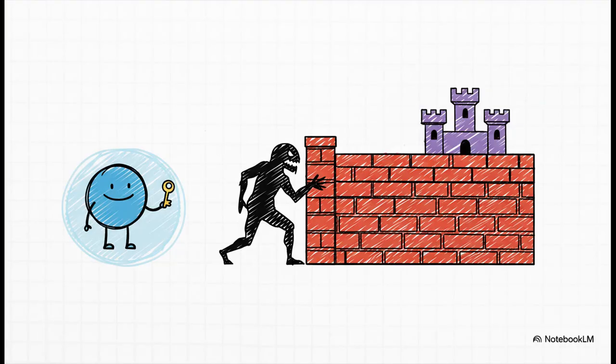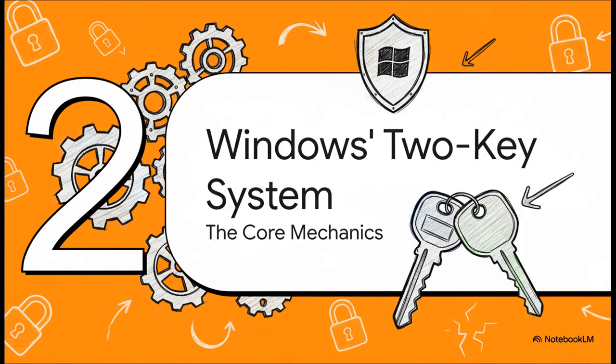So, UAC came along and changed everything by bringing in this idea called the principle of least privilege. It's a simple concept, but it's incredibly powerful. Basically, it says programs should only get the absolute minimum permissions they need to do their job. If a program wants more power, it has to stop and ask you first. This puts up a huge wall between malware and total control of your machine. So how does Windows actually pull this off? Let's dive into the core mechanics.